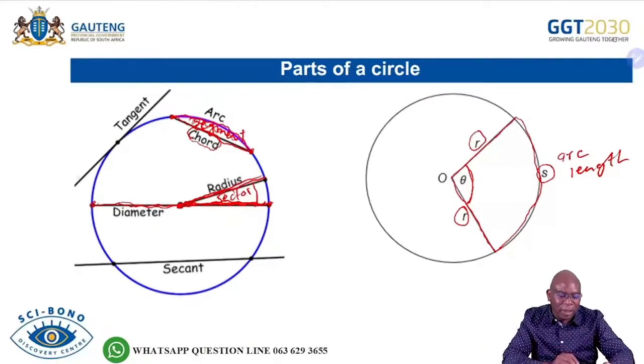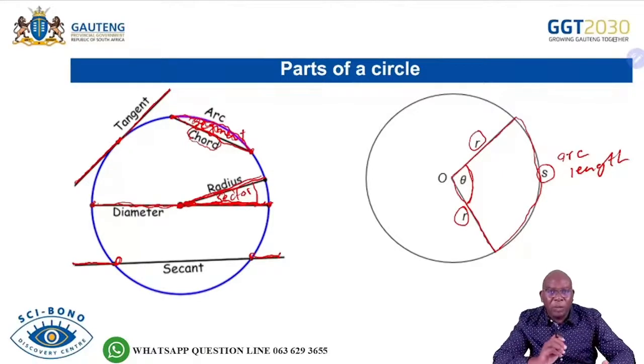The tangent here, you can see that line there touching the circle at only one point. That is a tangent. The secant here, we can see it touches the circle at two points and also continues on the other side. So you see the difference between the secant and the chord. The chord is from this part of the circle to this part of the circle. That is a chord.